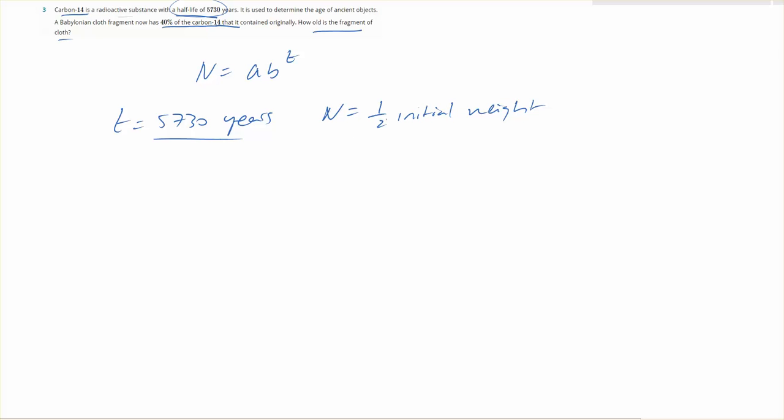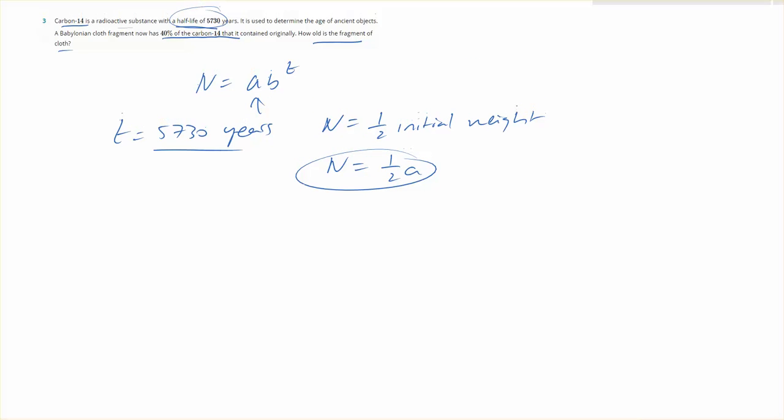Okay? Now, I know my initial weight in the exponential model is our a value, so it's half of a. This is quite useful because I can actually sub this in. It looks kind of weird subbing in something we don't know, but it doesn't matter. So when t equals 5730, n equals half of the initial amount, and we don't need to know what that is. So instead of n, we have half of a equals a, b to the 5730.